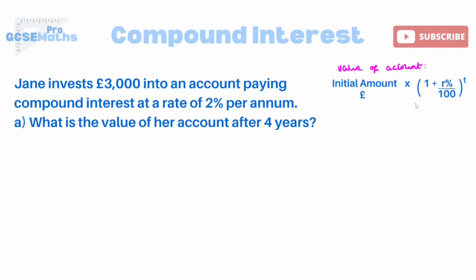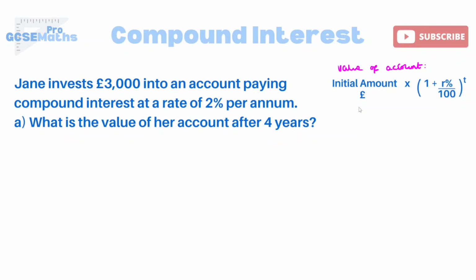It won't tell you what interest has been added on its own. It will give you the value of the account. So that means whatever they've first invested plus all the interest added. So in this context, Jane invests £3,000 into an account paying compound interest at a rate of 2% per annum. Okay, what is the value of her account after 4 years?